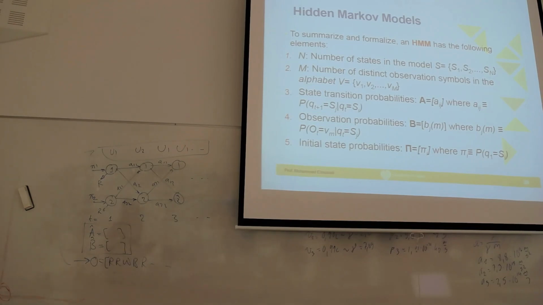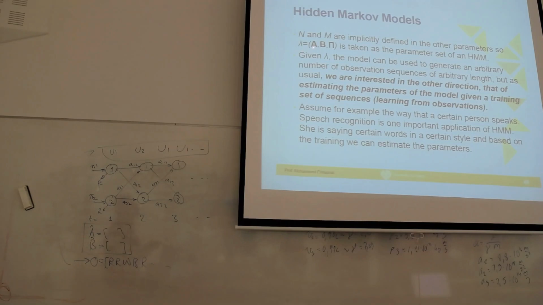We have 5 important parameters: the number of states N, the number of observations M, the transition probability A, the observation probability B, and the initial state probabilities pi. Actually, N and M are already included in A and B, because A is N by N and B is M by N, or N by M. So we can get the number of states and the number of observations from the matrices A and B. Because of that, we call lambda the parameters of the hidden Markov model: A, the transition probabilities, B, the observation probabilities, and pi, the initial state probabilities.